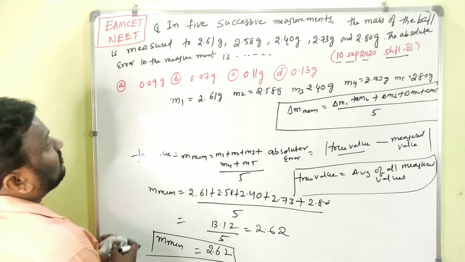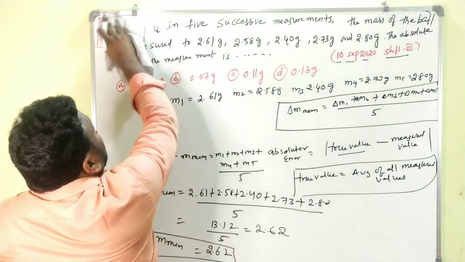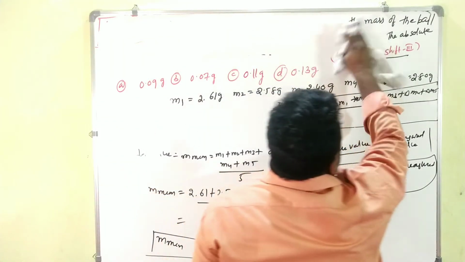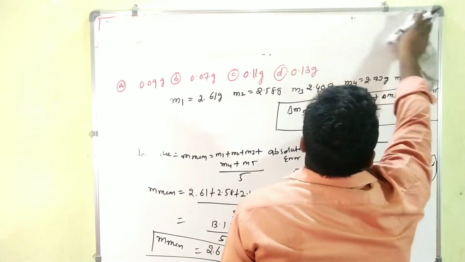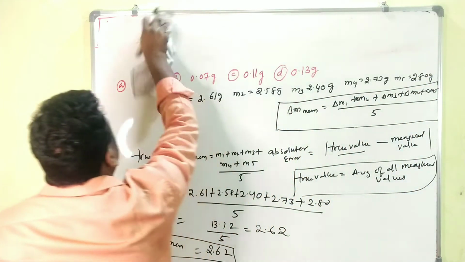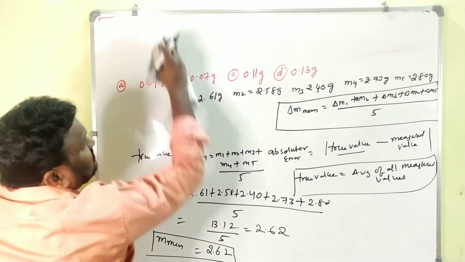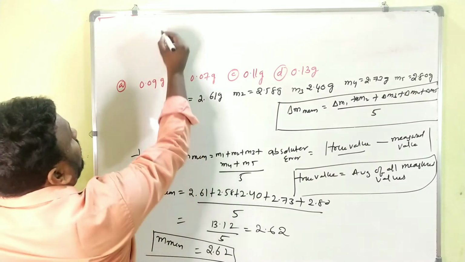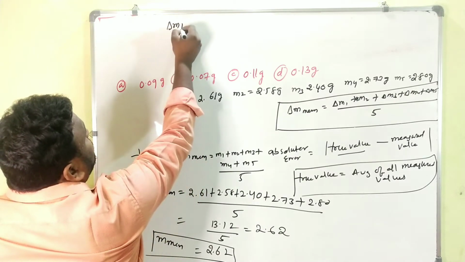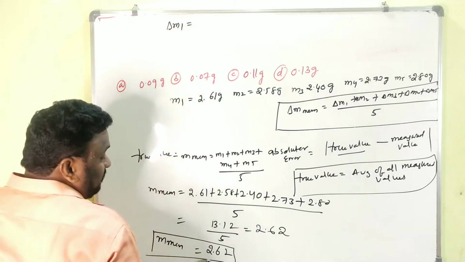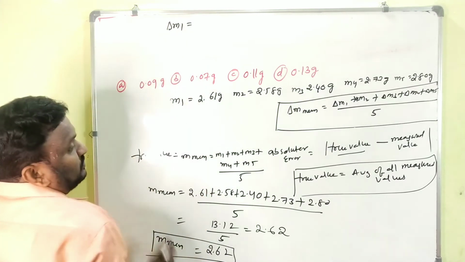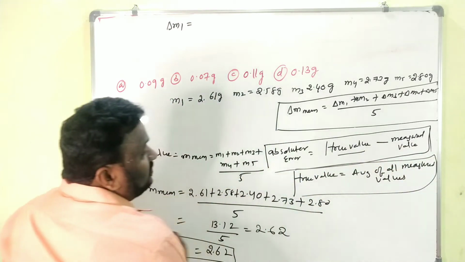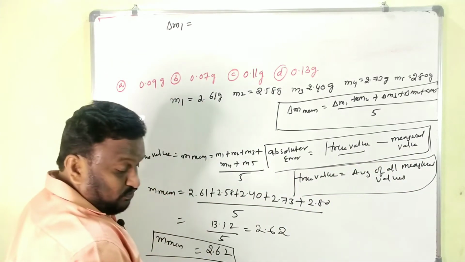After finding the mean value, we want to find the absolute errors. Watch carefully, this is very important, so don't skip the video. You have to stay tuned, because if you want to gain knowledge, you must watch the video continuously. Now I am going to write delta m1, the absolute error of m1. The formula for absolute error is true value minus measured value.